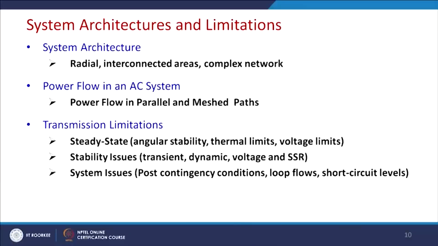There are stability issues. Transient stability issues arise from all of a sudden huge changes of the loads or the tripping of any power plant. Dynamic stability is also an issue when load changes occur. Thereafter, voltage and subtransient reactance. Subtransient reactance is a great demerit in the case of the power system. We shall discuss subtransient reactance in greater detail in a later slide. System issues include post contingency conditions, loop flows and short circuit levels. These should also be kept in mind while designing FACTS devices.